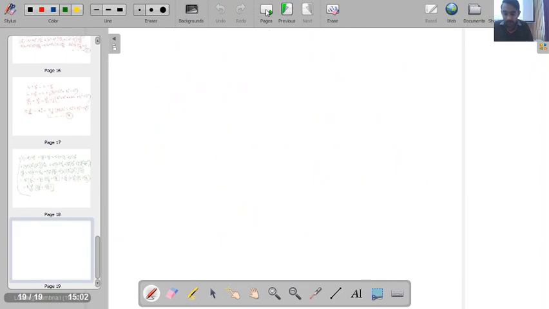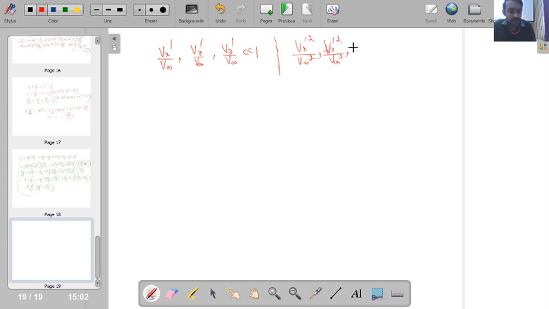So what we will do, we say that vx dash by V infinity, vy dash by V infinity, vz dash by V infinity are smaller than 1. So ultimately vx dash square by V infinity square, vy dash square by V infinity square and vz dash square by V infinity square will be even very much smaller than 1. Okay, this is the first condition.